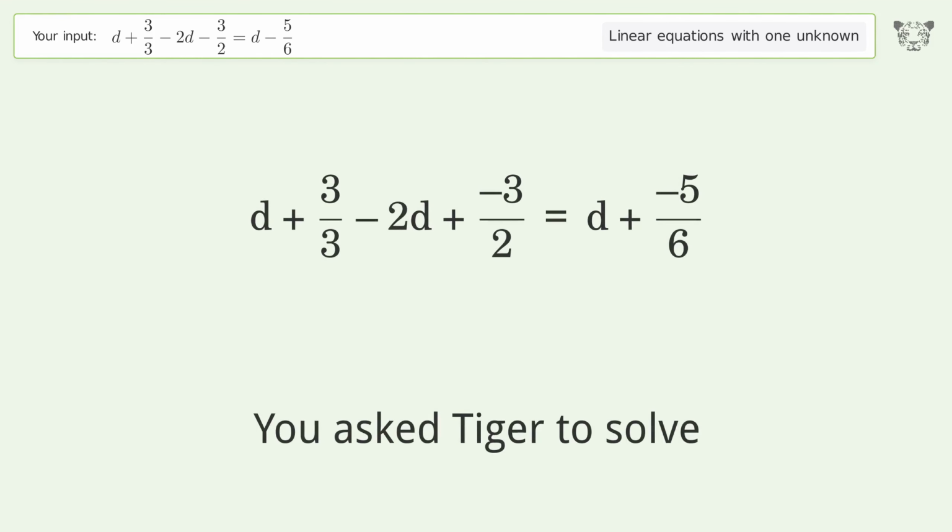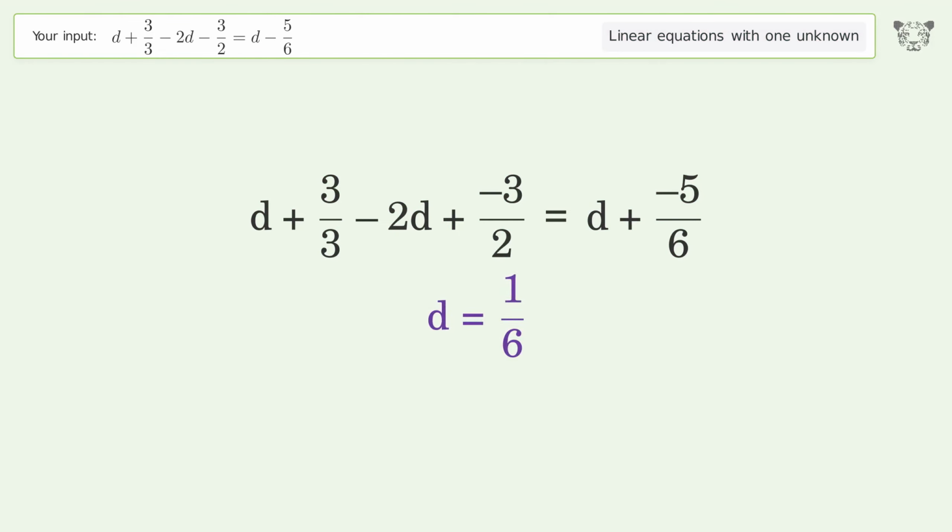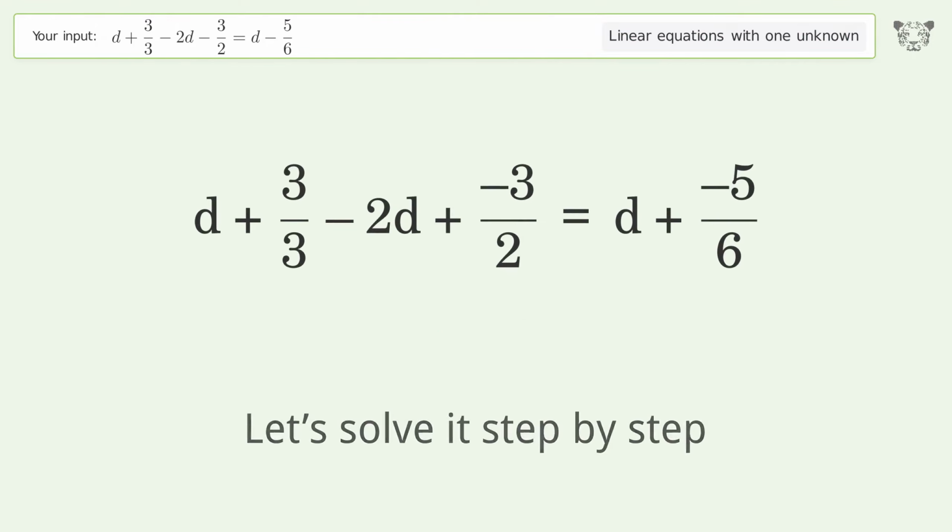You ask Tiger to solve this. This deals with linear equations with one unknown. The final result is d equals 1 over 6. Let's solve it step by step.